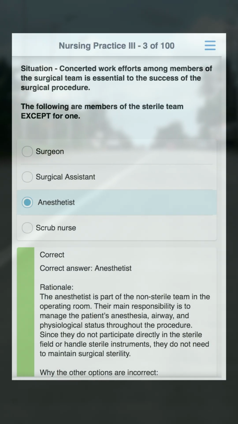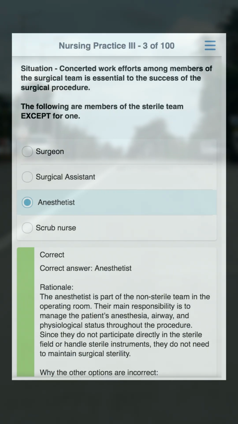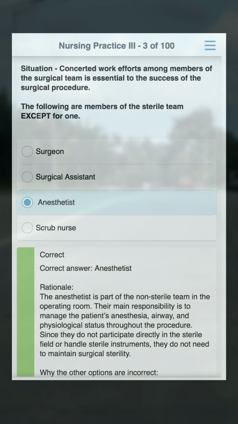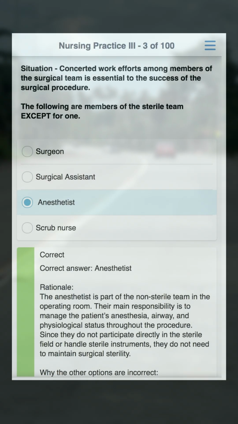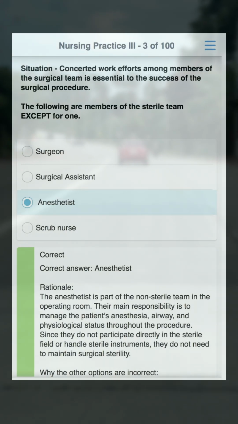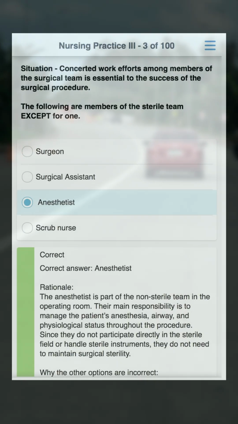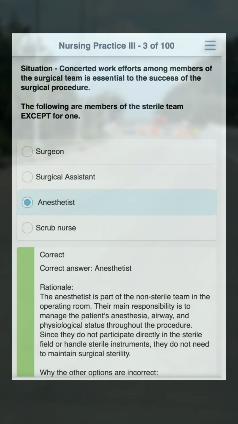Now, let us review the roles. The surgeon is sterile. The surgical assistant is sterile. The scrub nurse is sterile. The anesthetist is non-sterile. The circulating nurse is also non-sterile. Again, this is the key classification. Sterile team: surgeon, surgical assistant, and scrub nurse. Non-sterile team: anesthetist and circulating nurse.